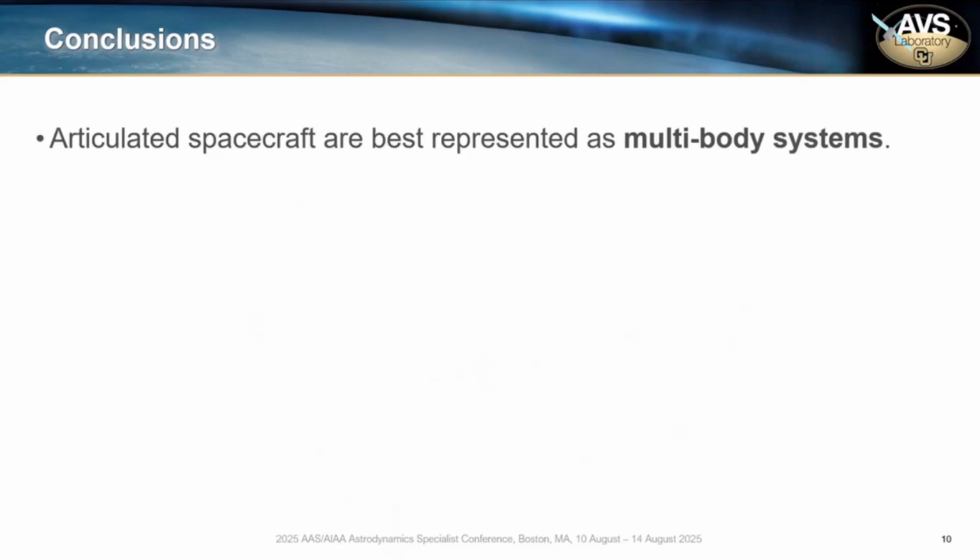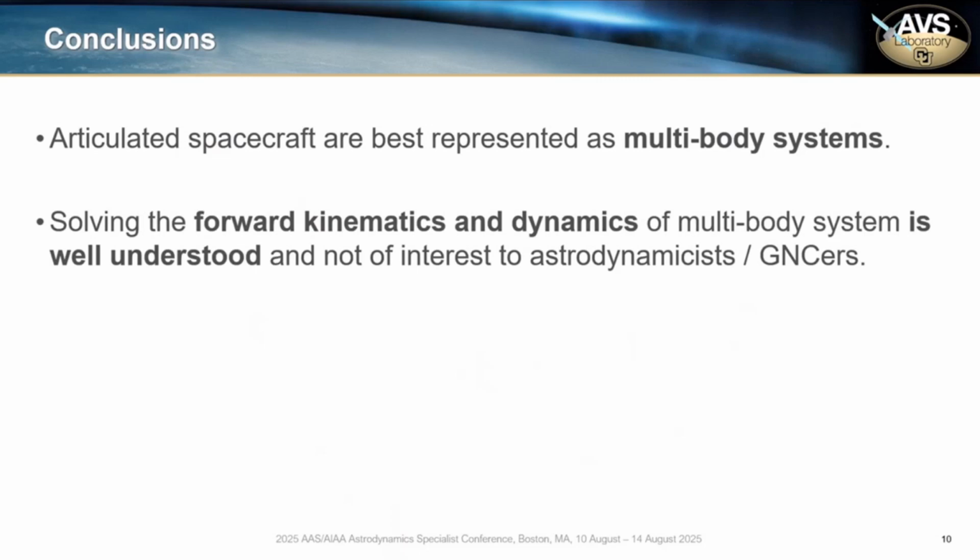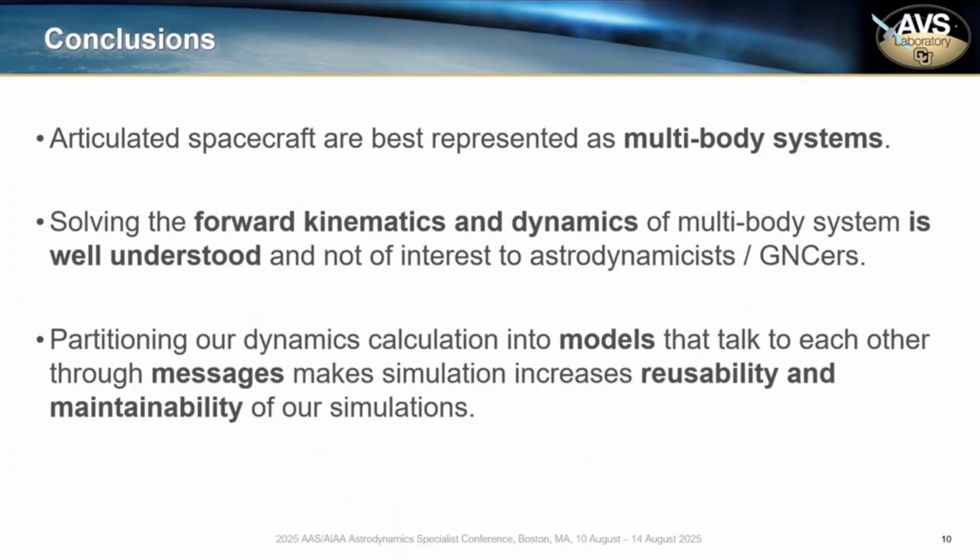Now, let me wrap up with some conclusions. We believe that it is effective to think about articulated spacecraft as multi-body systems, the way robotics considers multi-body systems. That's because through this lens, we can apply many of the well-established algorithms in the robotics literature for the purposes of astrodynamics and GNC, such as forward kinematics and forward dynamics. We also argue that partitioning our dynamic calculations into models that talk to each other through messages is basically about encapsulating our implementations and defining clear interfaces. This helps with reusability, maintainability, testing, and documentation. And overall, it makes for a nicer to use simulation tool.